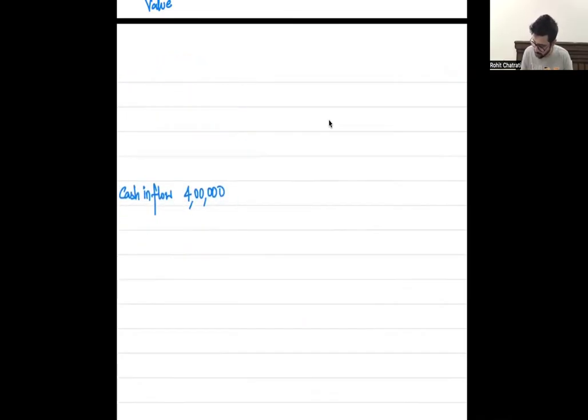Let me write the headings once again. It's going to be year 1, 2, 3, 4, and 5. Year 1 is basically 13, 14. Year 2 is 14, 15. Year 3 is 15, 16, 16, 17, and 17, 18.